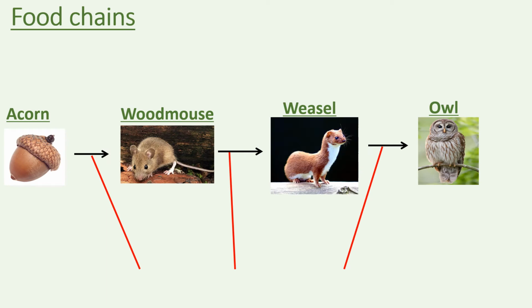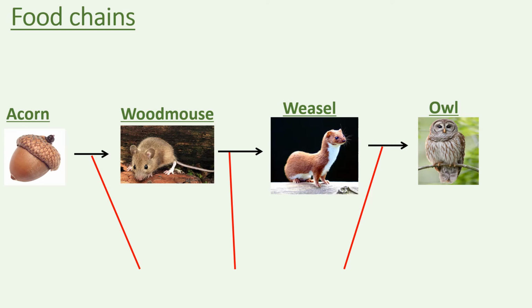Pause the video and try to label the food chain with the words we went over before I go over the answers. So the answer is that the acorn is the producer, as it makes its own food. The wood mouse is the primary consumer, as it eats the producer. The weasel is the secondary consumer, as it eats the primary consumer. And the owl is the tertiary consumer because it eats the secondary consumer. Well done if you managed to get that correct. If you didn't, then go back and watch food chains again.